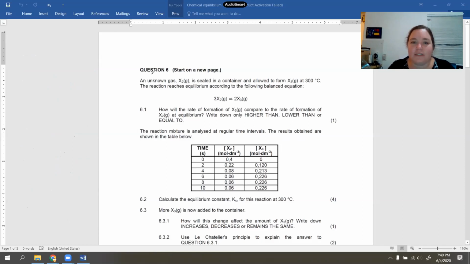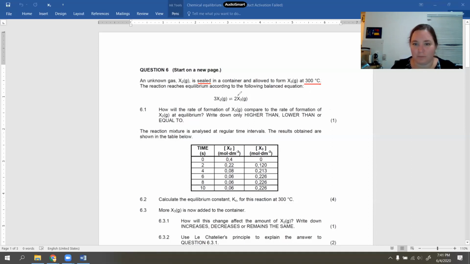So the question here says, and I hope everybody can see this, I'll zoom in if I need to, but I think it's big enough. An unknown gas X2, which means immediately that they can make up any Kc value they want because nobody can go and look it up and contradict them, is placed in a sealed container. If you remember from Tuesday, we said the container had to be sealed in order for us to establish an equilibrium. And we are allowed to form X3 at 300 degrees Celsius. Once again, that 300 degrees Celsius is to tell us what temperature it is, but we don't use it for anything. So the reaction reaches equilibrium according to the following balanced equation.